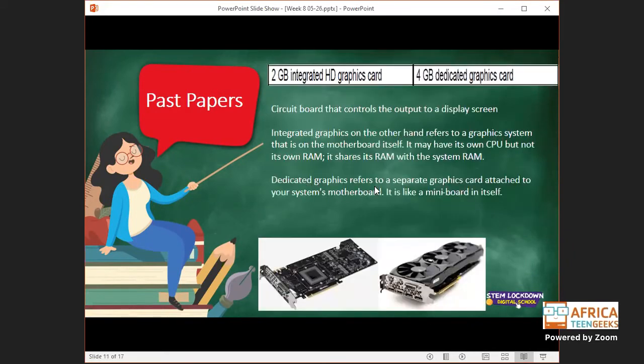Okay, so a dedicated graphics card refers to a separate graphics card that can be attached to your system's motherboard, and it's also like a mini board in itself. So it's got its own. That's why it's got fans as well, because it has its own RAM and stuff. You're going to have to keep it cool as well. So that's why it's got some built-in fans. Okay, so this is more of what a high-end graphics card would look like. And on the left is the integrated one we all get. So if you get a laptop or a basic desktop computer, you're most probably going to get the left-hand side.